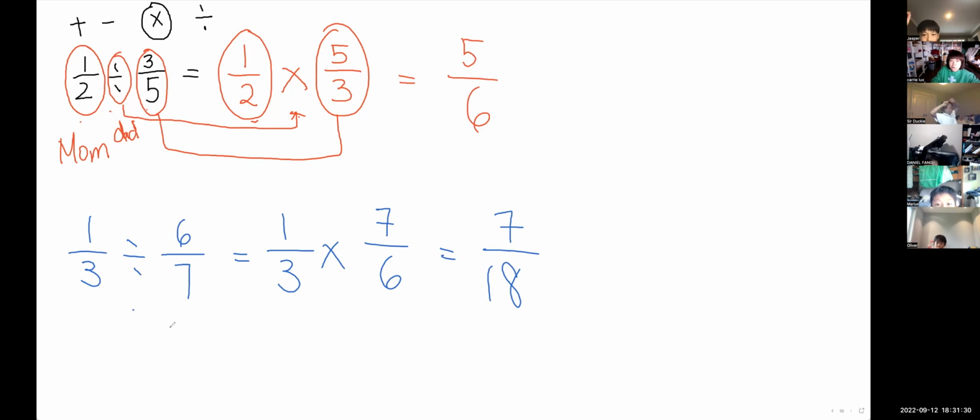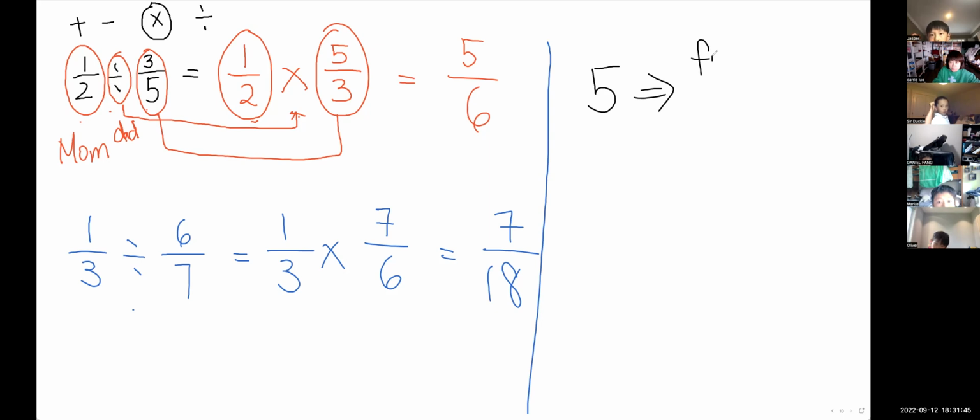Okay, everybody, before we do our practice, I'm going to ask you another question. The practice is how to change a whole number into a fraction. This is a whole number. How to change a whole number into a fraction? You just do it. So 5, how to change 5 into a fraction?